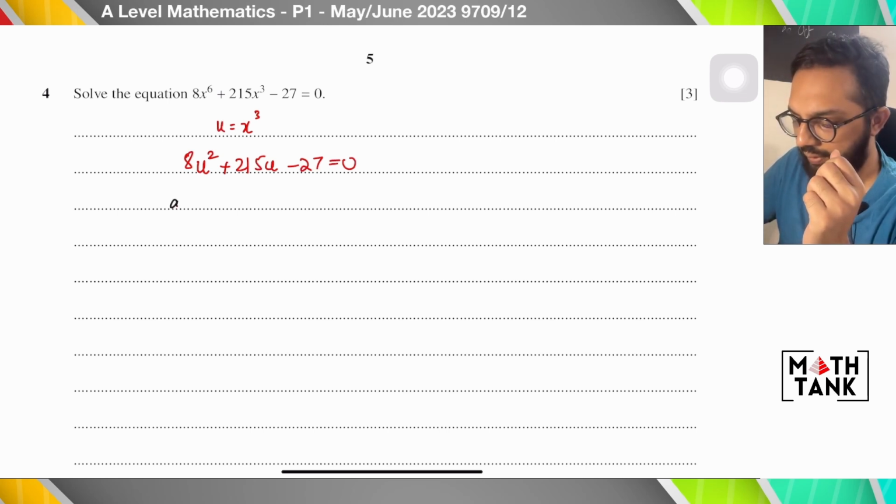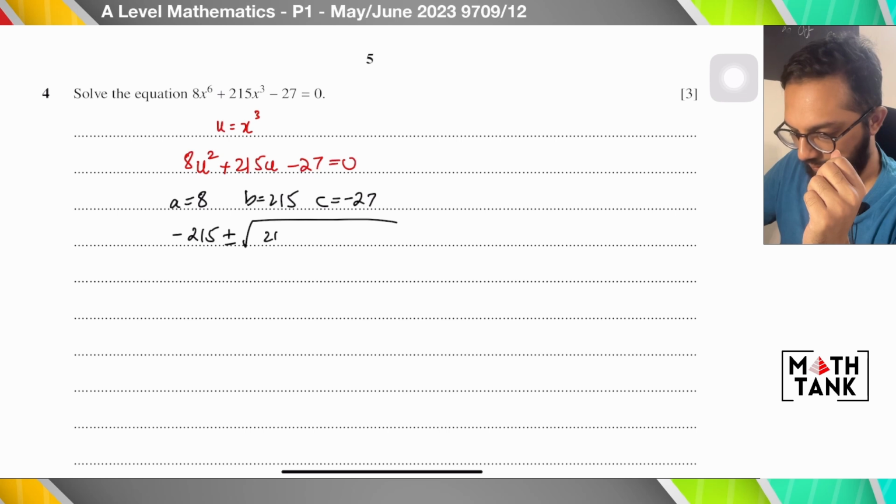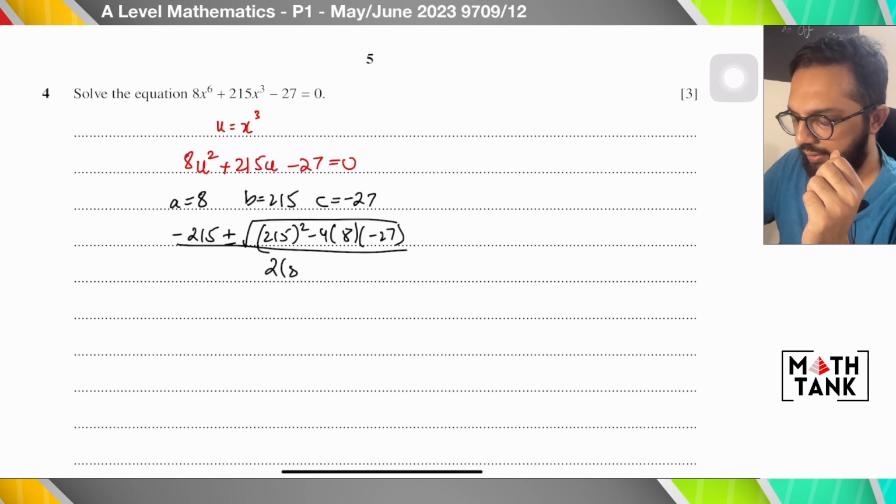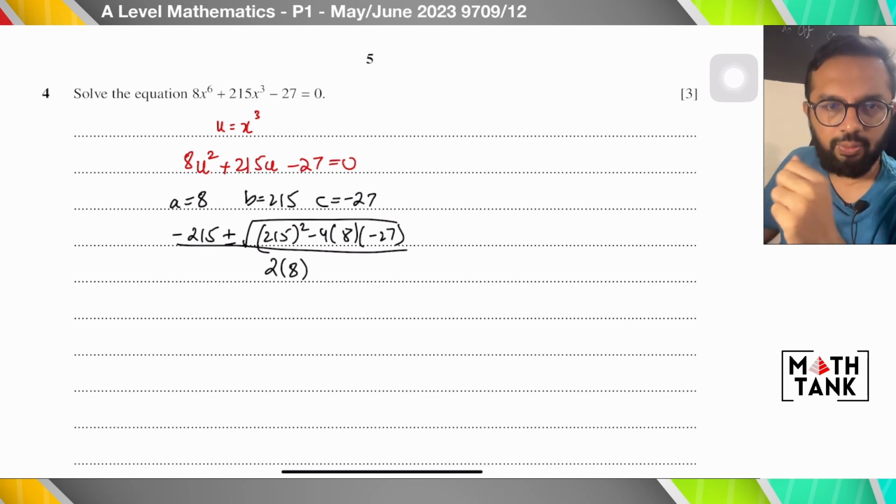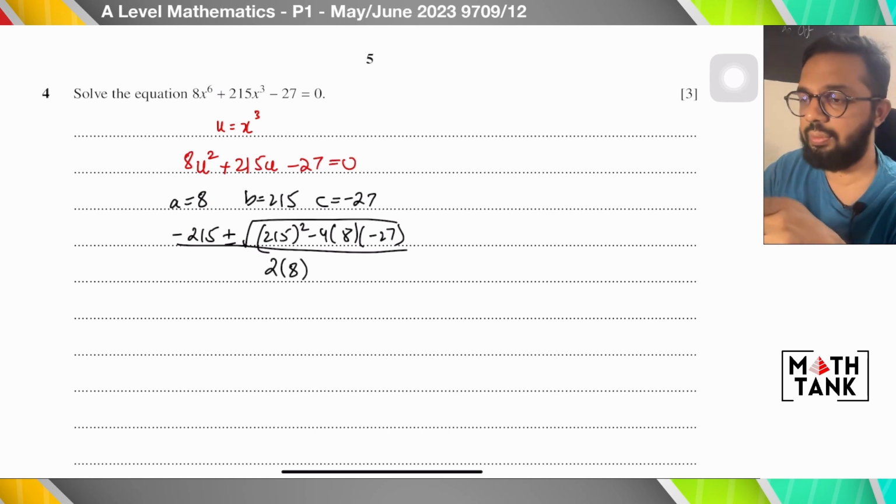I can use the quadratic formula. I can say a is 8, b is 215, and c is minus 27. I don't need to break the middle term. I can just use the quadratic formula, minus b plus or minus the square root of b square minus 4ac over 2a. Essentially, on the exam, you have to show me this as working. Otherwise, you don't get your marks because you have to show some amount of working before you can come up with a final answer. You can then use your calculators, of course.